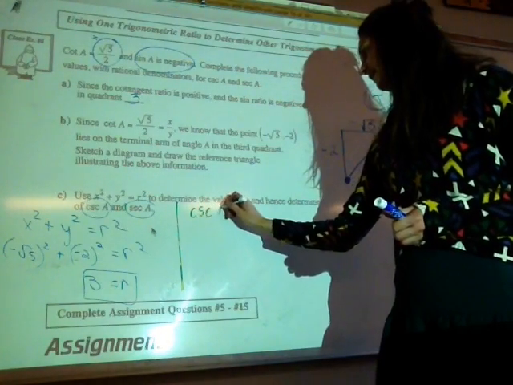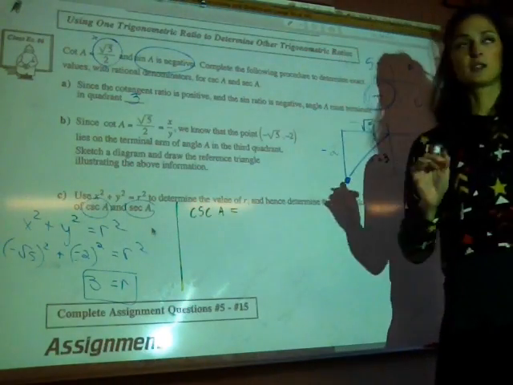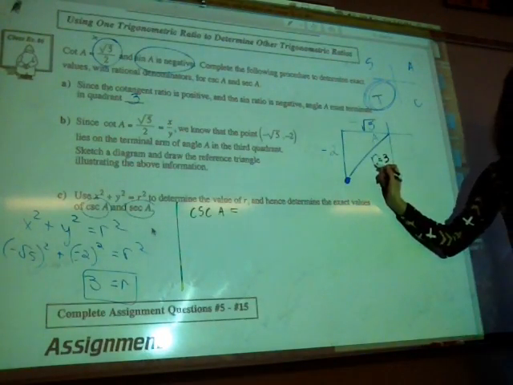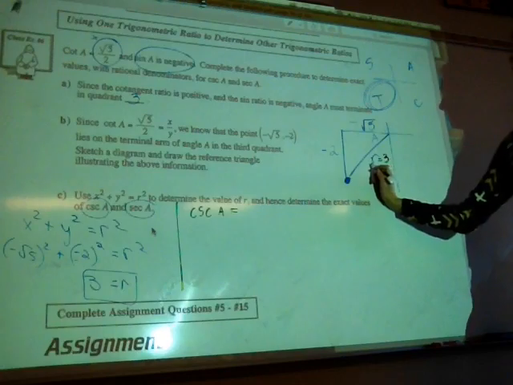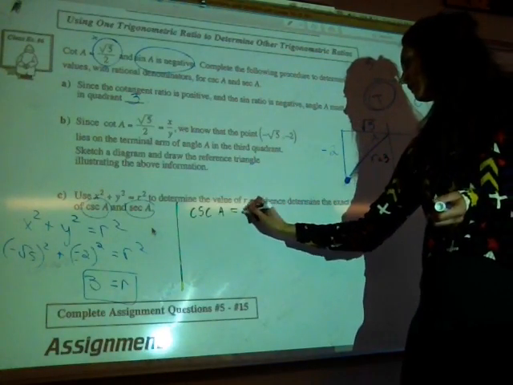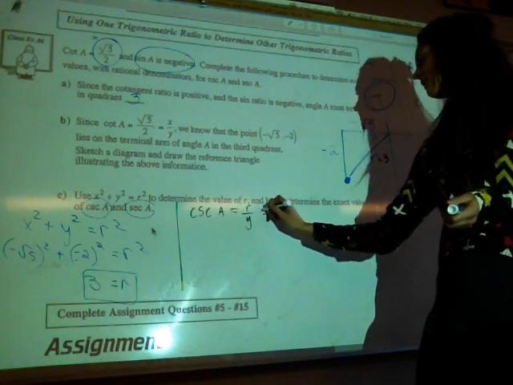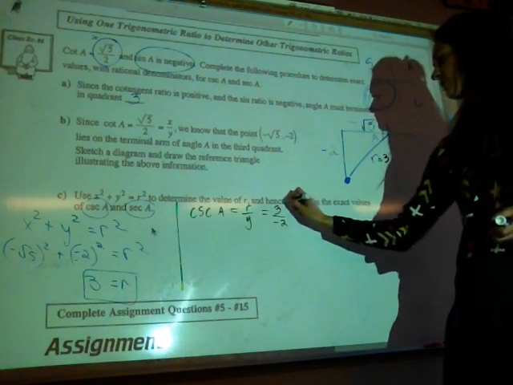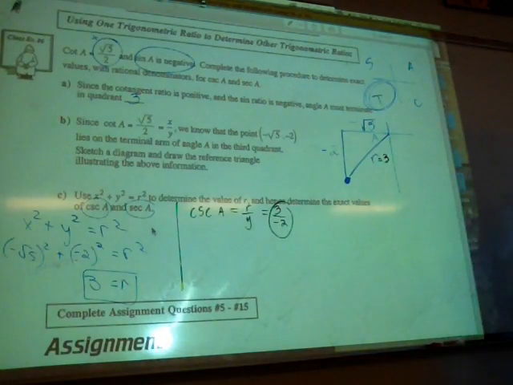So cosecant is a reciprocal of sine. Sine is always opposite over hypotenuse, so the cosecant or reciprocal will be hypotenuse over opposite. In this case, our r is 3 and our y is negative 2. So this is your trig ratio for cosecant. Negative 3 over 2.